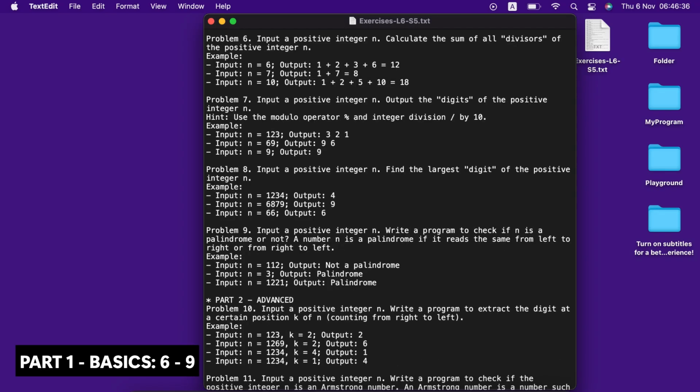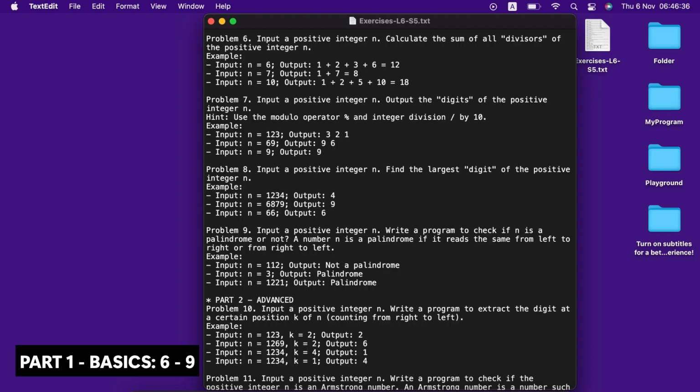Problem 6. Input a positive integer n. Calculate the sum of all divisors of the positive integer n. Problem 7. Input a positive integer n. Output the digits of the positive integer n. Hint: use the modulo operator and integer division by 10.